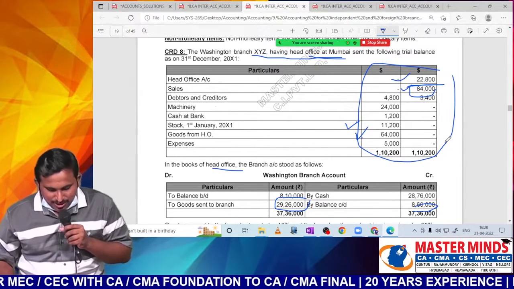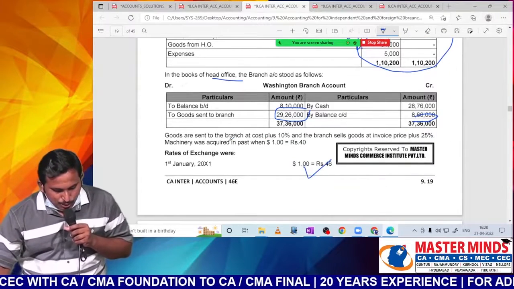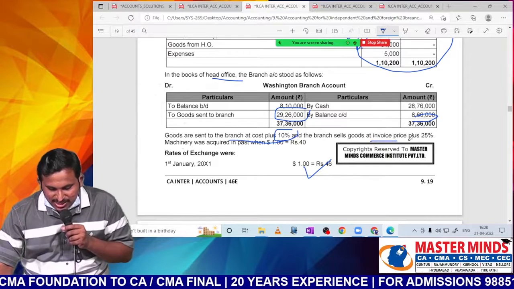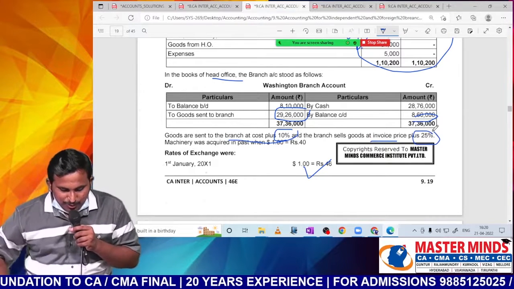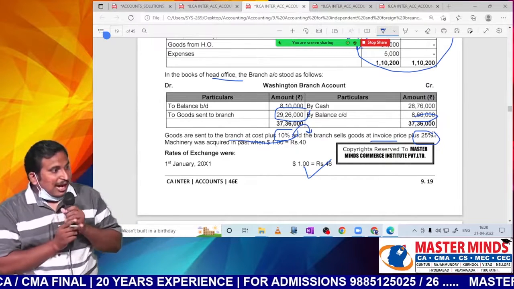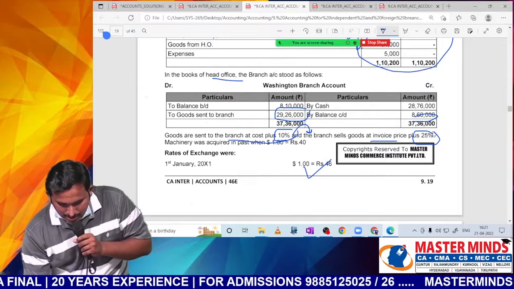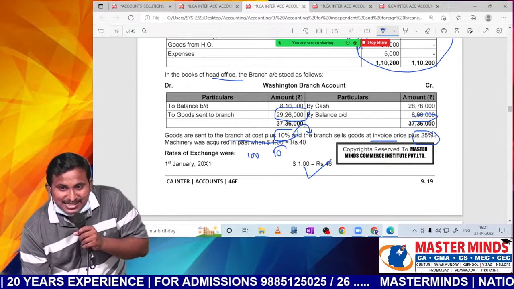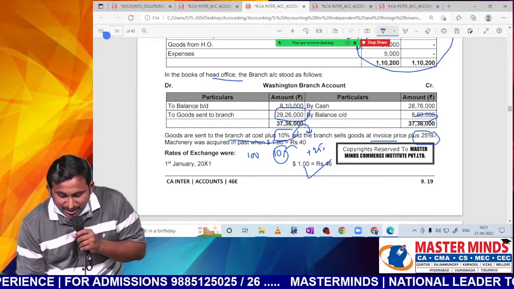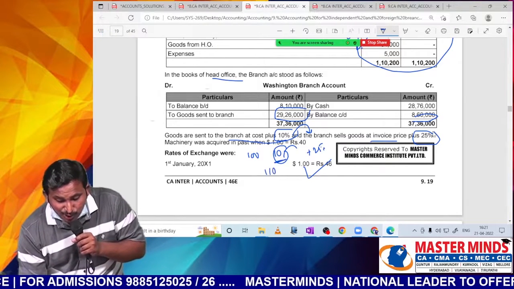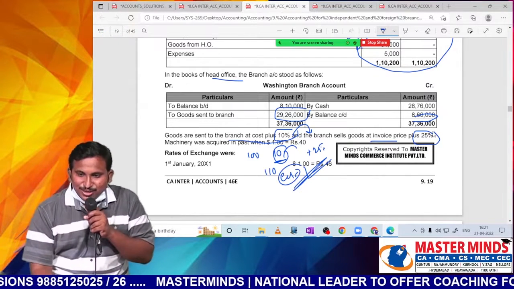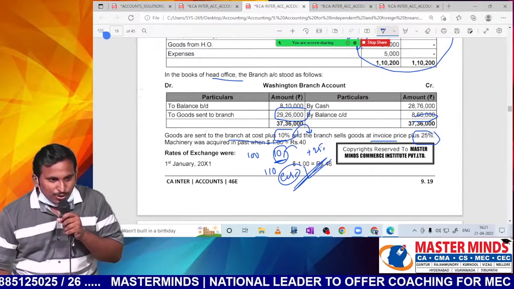Now in this question, you could observe how they are sending. Goods are sent to branch at cost plus 10%, and branch sells goods at invoice price plus 25%. Invoice price is nothing but the price received by the branch: 100 plus 10, 110 is the invoice price, plus 25% sale is being done. Can I say for the branch this 110 is cost? So it is cost plus 25 for the branch.